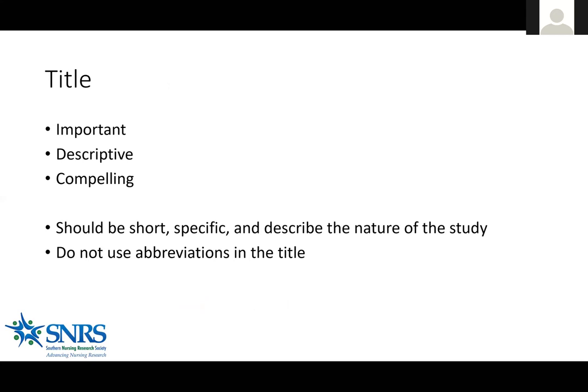So you want to have a title that seems important to people. You want it to be descriptive of the study that the abstract is presenting. And you want it to be compelling so that people are drawn to it and want to get engaged with your work. It should also be short, specific to the study, and describe the nature of the study. An abbreviation should not be used in the title.